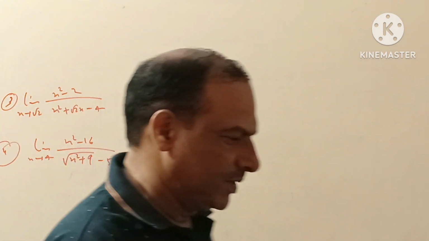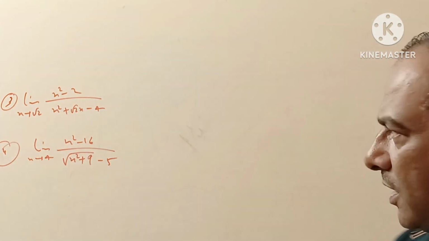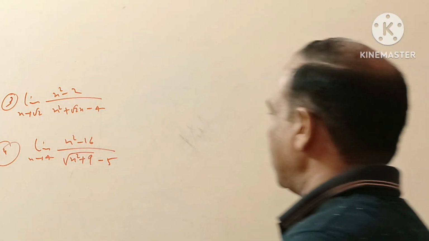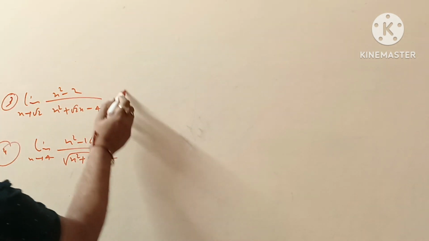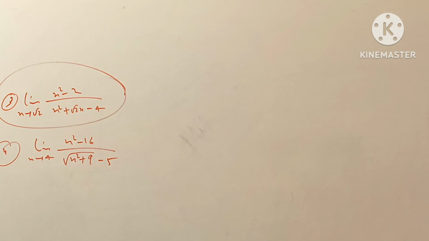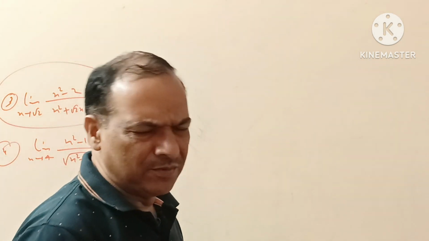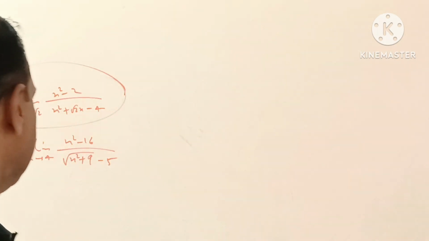Another question. In this question, you are given limit x tends to root 2 of x square minus 2 over x square plus root 2 x minus 4. This is the required question. Now here I am not doing the formula a square minus b square, nor the middle term split method. I am directly and immediately applying the L'Hospital rule.